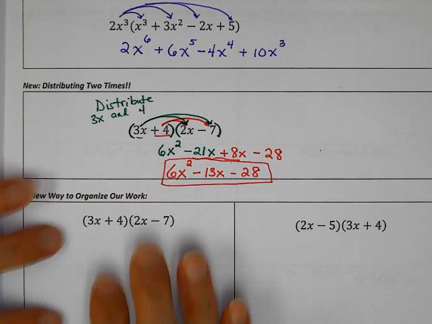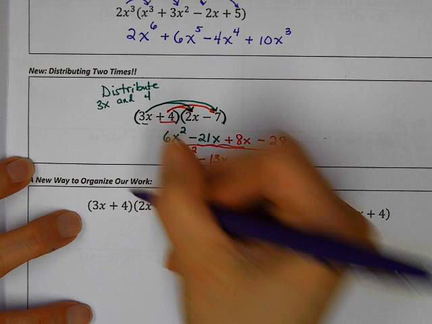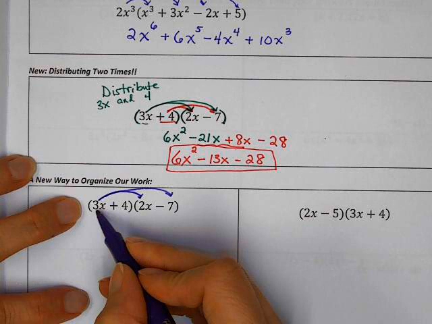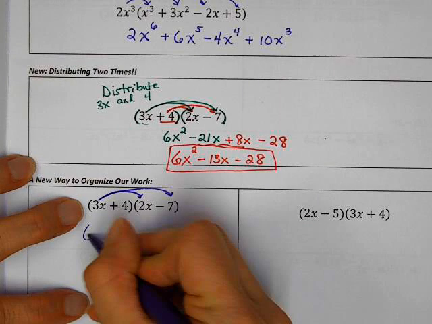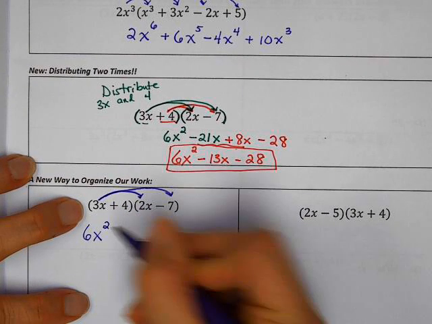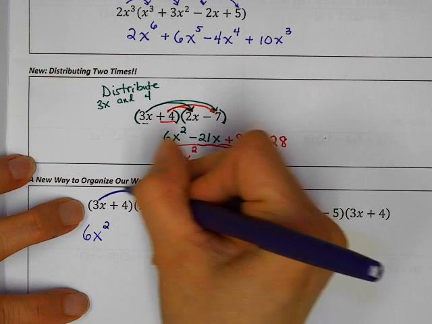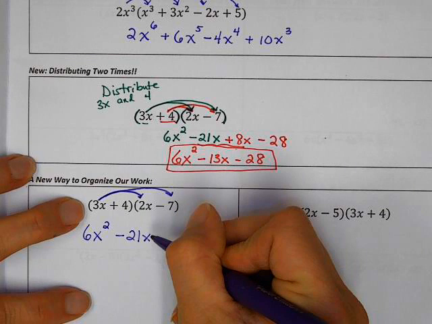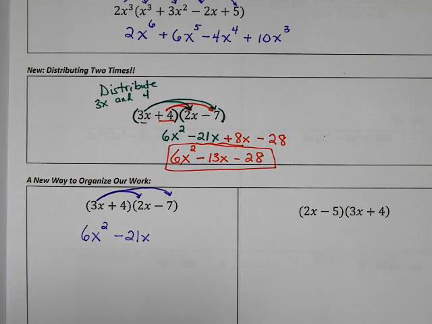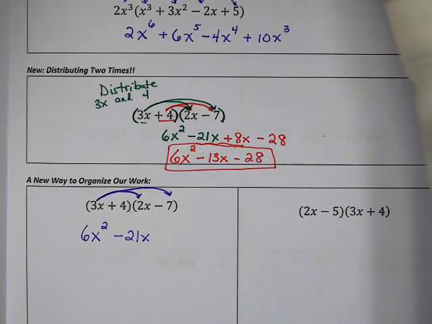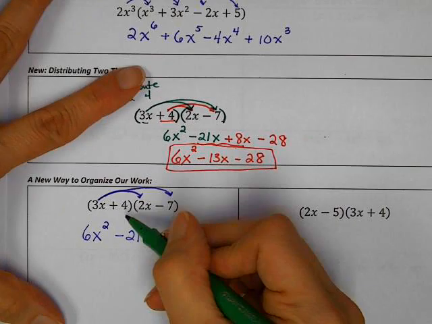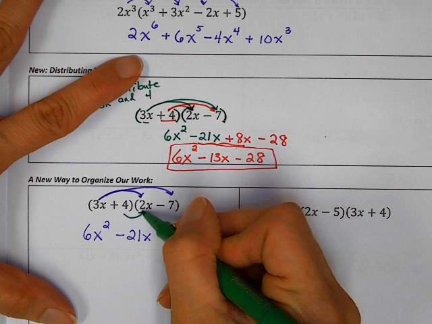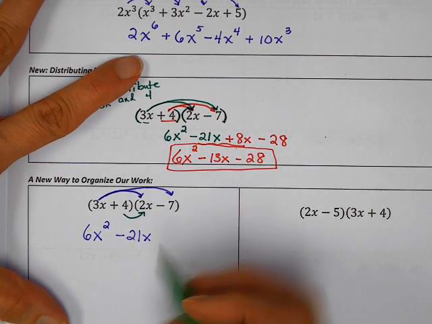It's the same problem, but here's a good way to do it. I'm going to distribute 3x to both of these terms again. 3 times 2 is 6x squared, and 3x times negative 7 is negative 21x. So far everything's looking the same. Now here comes the difference. I'm going to distribute the 4 times the 2x, and that's going to make 8x. And so I'm going to line it up.